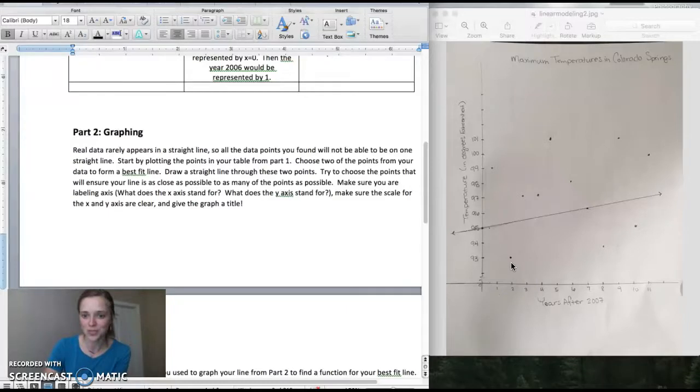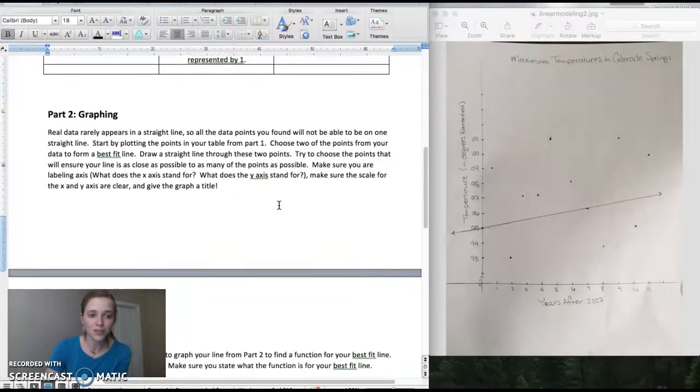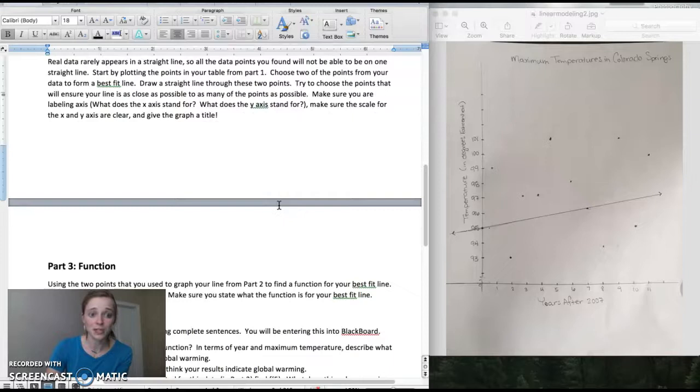2 for the x, we've got 93 for the y, and so on and so forth. So I have these dots that are all over the place. So what we're going to want to do, if we see over here, is eventually we're going to want to go ahead and put a graph on there.